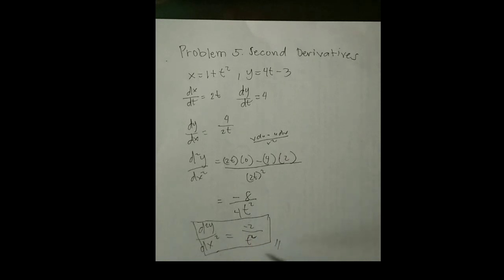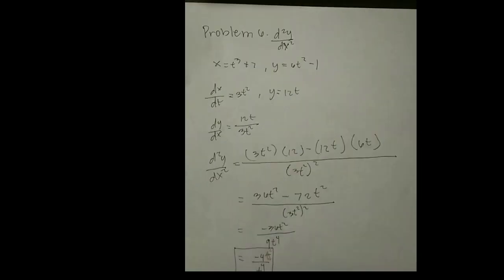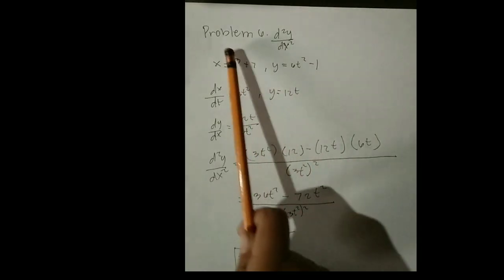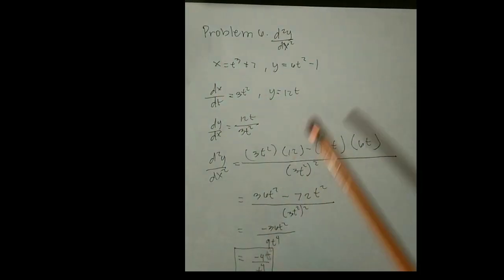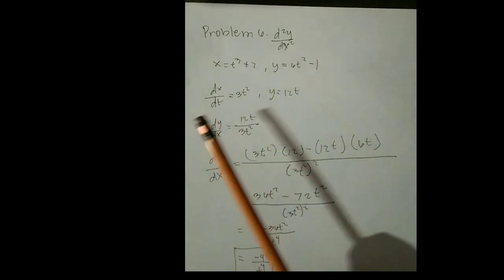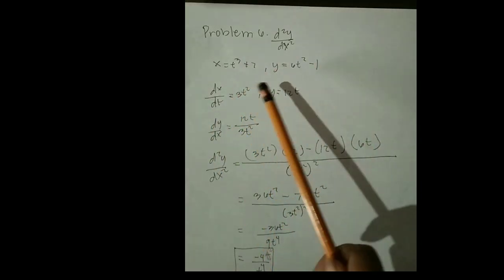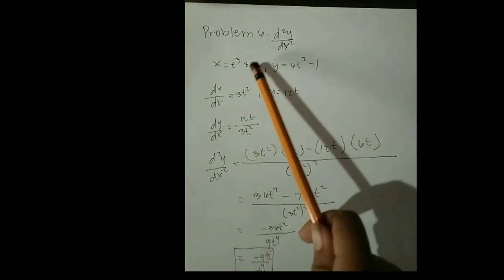Problem number 6. Second derivative of x equals t cubed plus 7, y equals 6t squared minus 1. So the derivative of x is 3t squared, then the derivative of y is 12t. So our dy over dx is 12t over 3t squared.